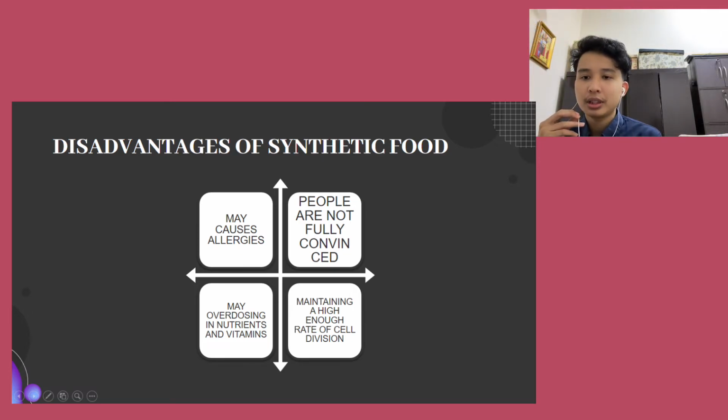Maintaining a high enough rate of cell division is one of the disadvantages. To find a cost-efficient culture medium with good properties is another. Synthetic meat still needs a raw material. So far, the culture medium has been bovine serum, a byproduct from the livestock industry. In order to replace it, another source of nutrition would be necessary.